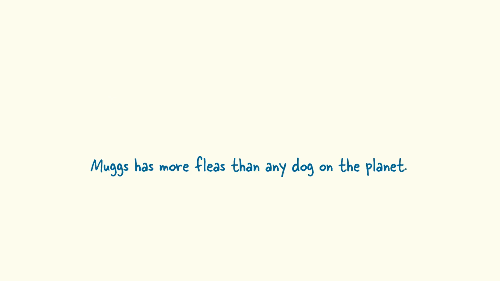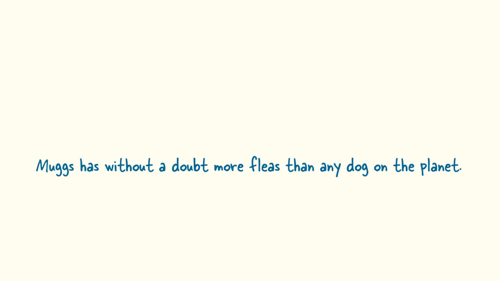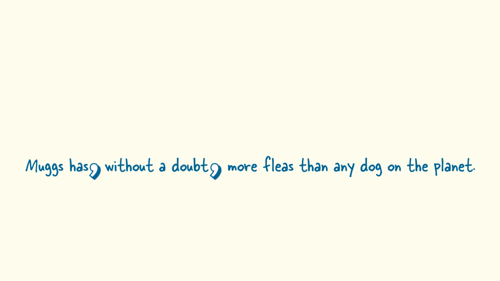Are interrupters only at the beginning of a sentence? No, they can be in the middle of a sentence too. Can you think of an interrupter that could go in the middle? Muggs has, without a doubt, more fleas than any dog on the planet. Good. The expression, without a doubt, briefly interrupts the main idea, and we signal that interruption with commas. Muggs has, comma, without a doubt, comma, more fleas than any dog on the planet.